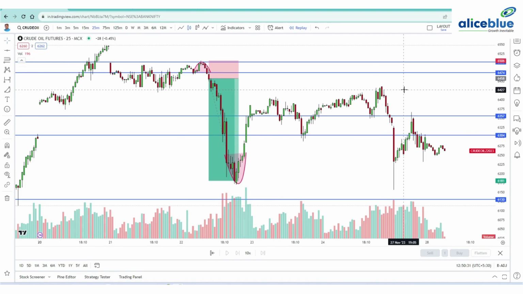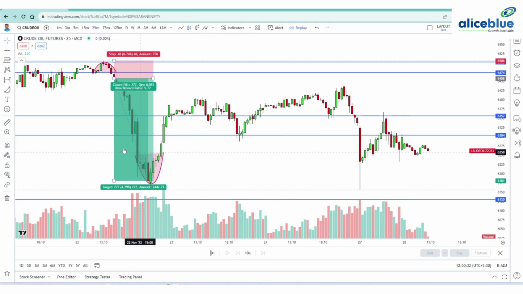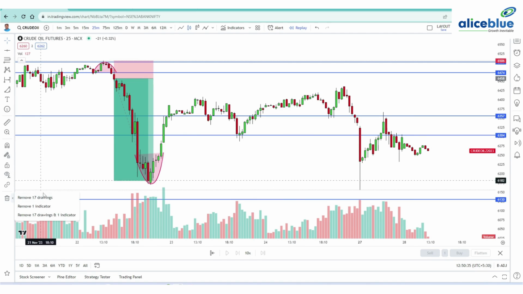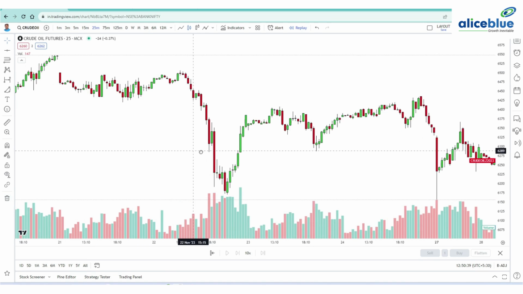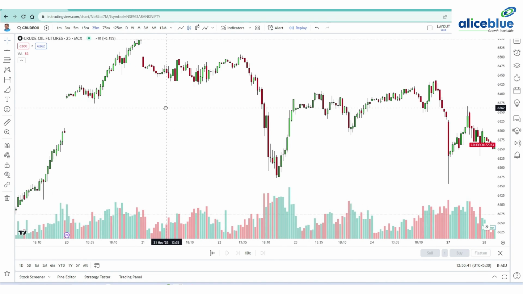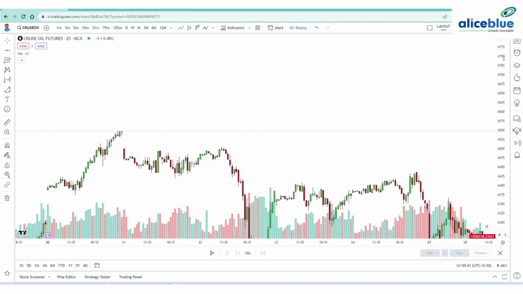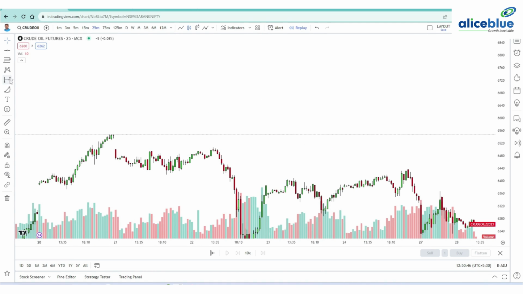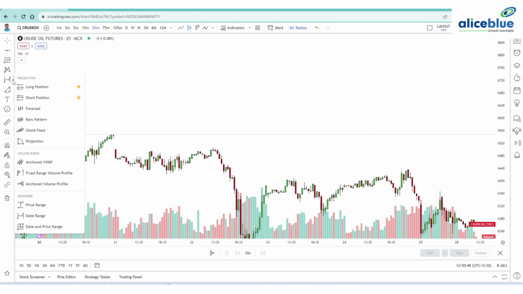the support and resistance. So here also, I'm just deleting my drawings. Remove all drawings. So first we'll understand the price action of a rounded top candlestick pattern. It's similar to that, but the direction is on the opposite side.